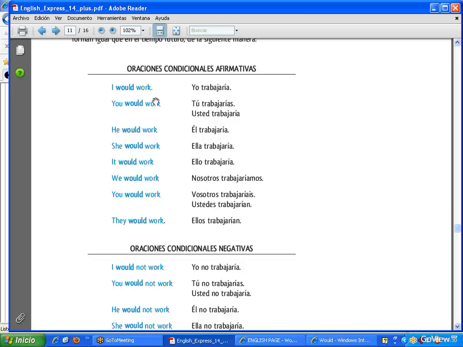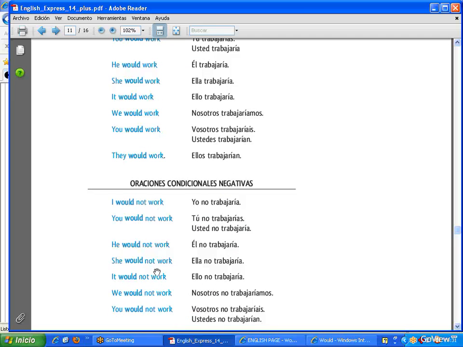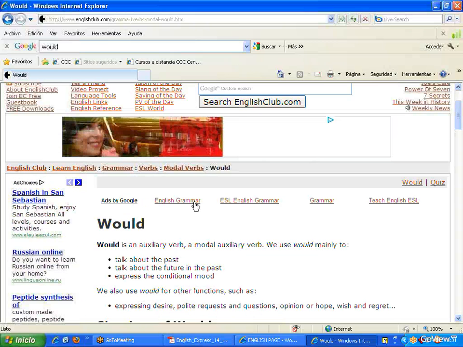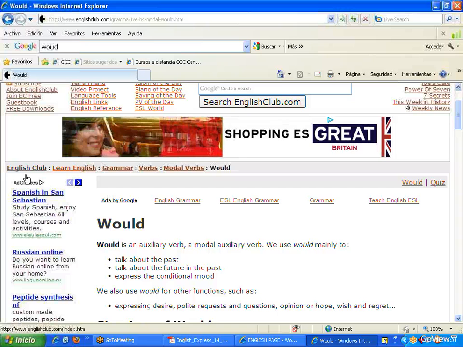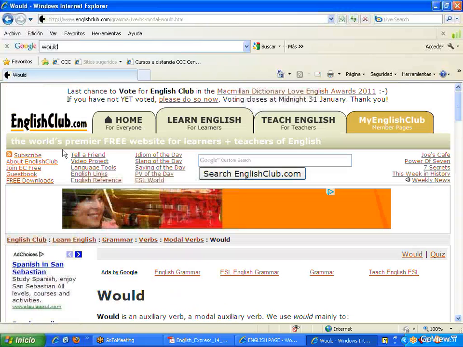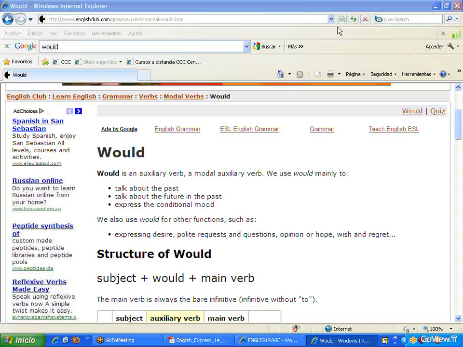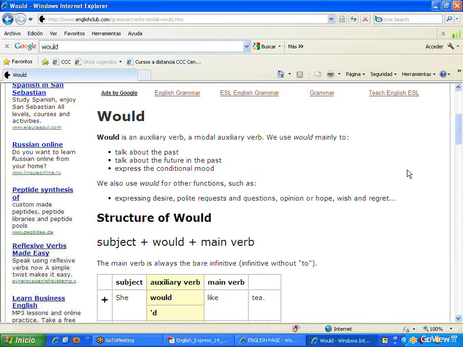Now, I like to use the English Club on the internet, the English Club. Okay, it's easy to find. English Club, and it has some very good explanations. So let's look at some of the explanations. You may prefer to look in Spanish, but I think it's a good idea to learn in English. If you're learning English, okay, look it up in English.